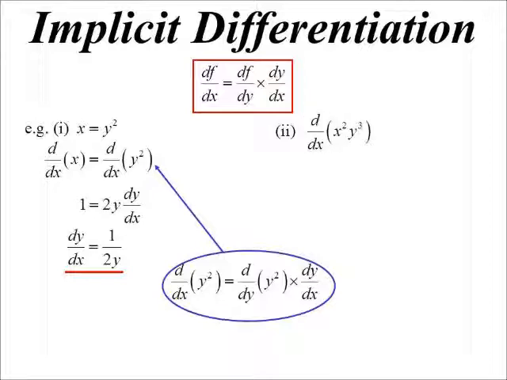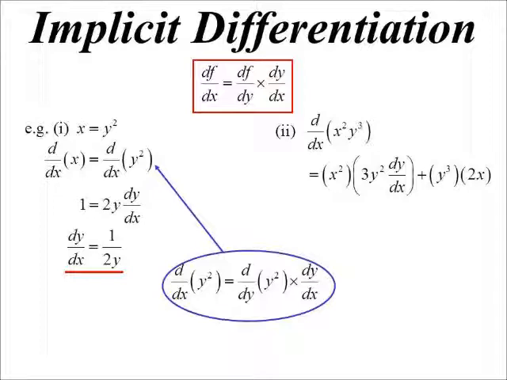Something like x squared y cubed, if I want to differentiate this with respect to x, I've got two things multiplied together, so I'm going to have to use the product rule. Write down the first, x squared, diff the second, y cubed. Well, hang on, I can't differentiate y cubed with respect to x, but I can with respect to y. So it'll be 3y squared, but to balance it out, times dy/dx. Plus, write down the second, y cubed, diff the first, x squared.